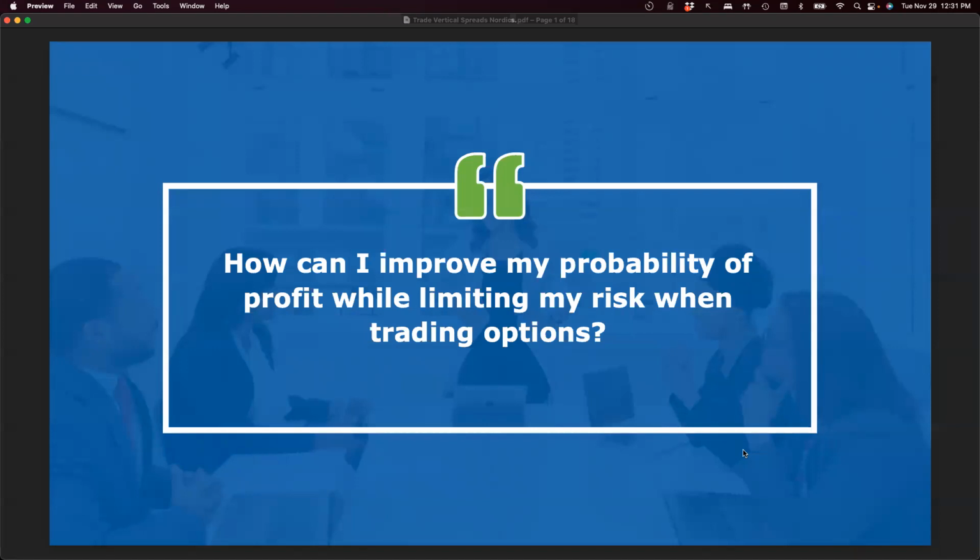But the primary thing that I want you to walk away from today's session with is a clear understanding as to how you can improve your probability of profit while limiting your risk when you're trading options. And the key word here is limiting risk. We all want to be able to profit, but we want to know how to do so with limited risk. And that's really how you can help keep yourself out of trouble. And these vertical spreads allow you to go about doing so in a way that's more efficient than just either buying options or just selling options, because you're doing a combination of both.